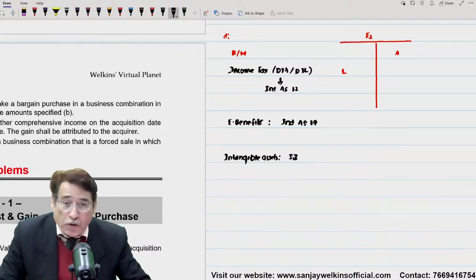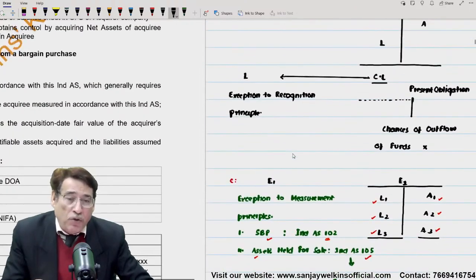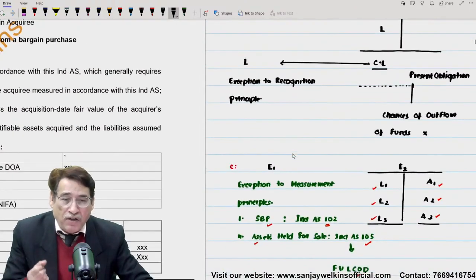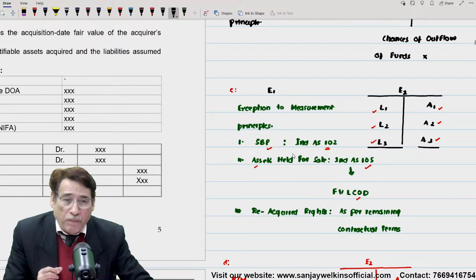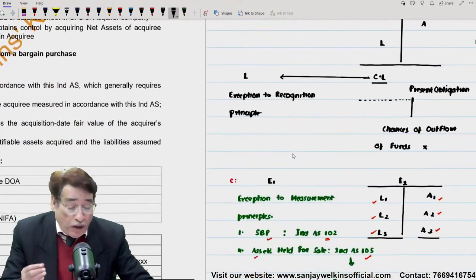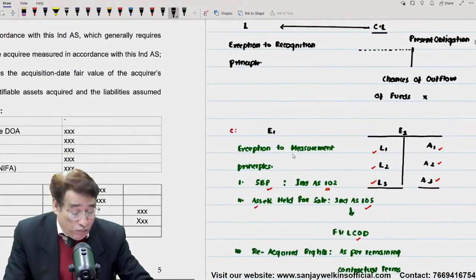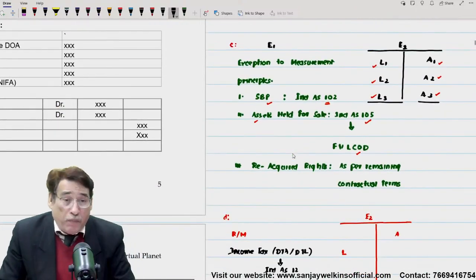Could you now tell me quickly, what is an exception to the recognition principle? Give me an example. Recognition principle, contingent liability. What are the exceptions to measurement principles?